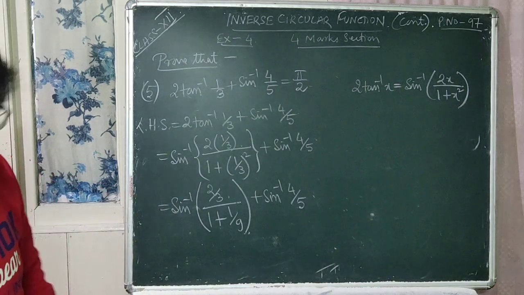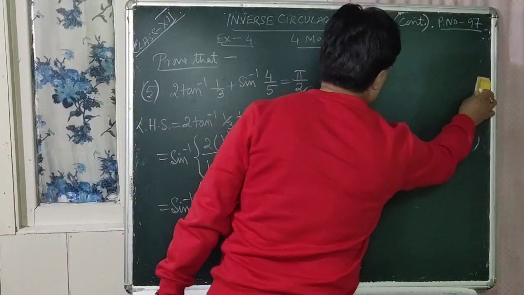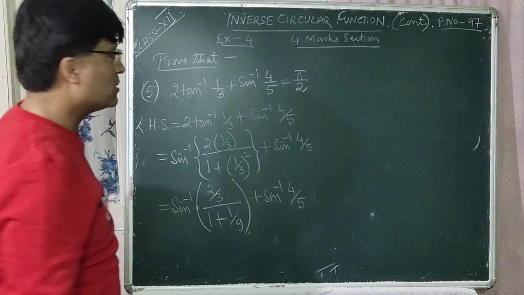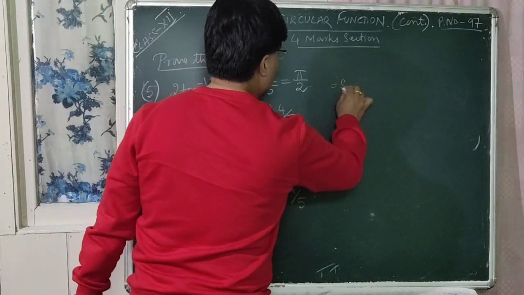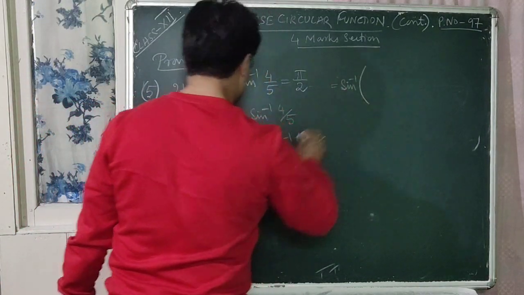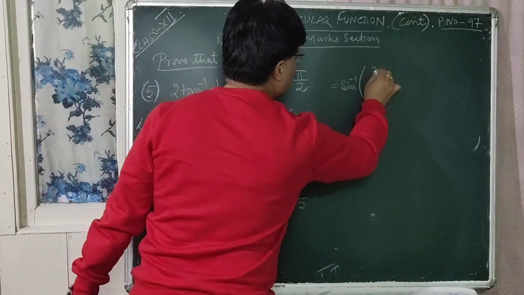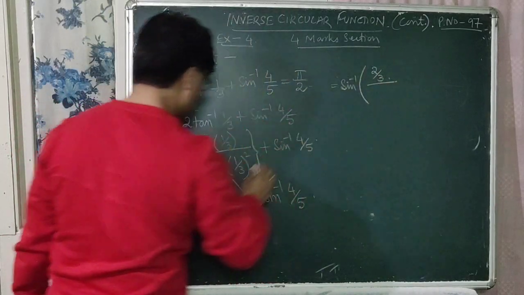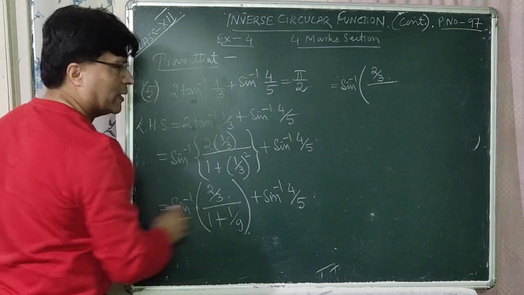So let us simplify it. You have to simplify the first term now. So how can you simplify it? It is equal to sine inverse. So now this is 2/3 divided by 9 ones are 9 plus 1, 10/9.